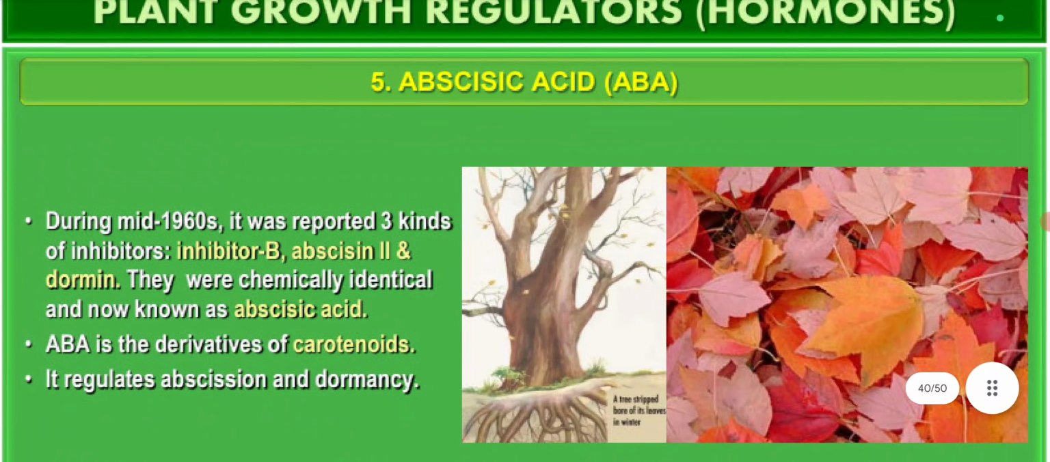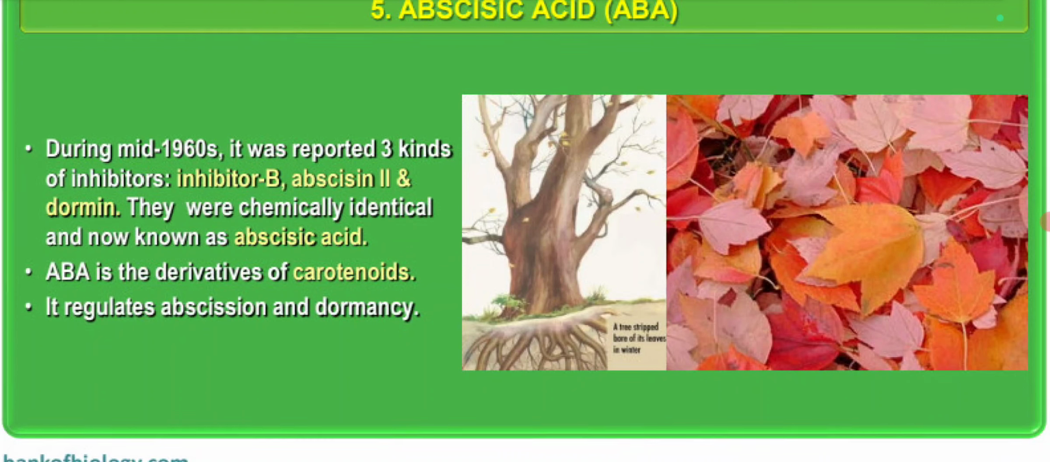Now coming to the 5th one, abscisic acid, ABA. During the mid-1960s, three kinds of inhibitors were reported: inhibitor B, abscission II and dormin. They were chemically identical and are now known as abscisic acid. ABA is a derivative of carotenoids. It regulates abscission and dormancy.